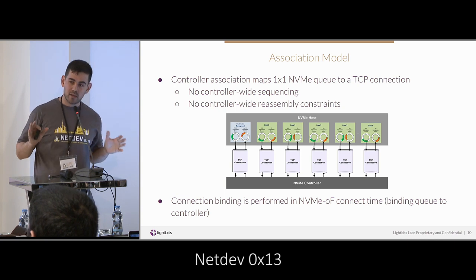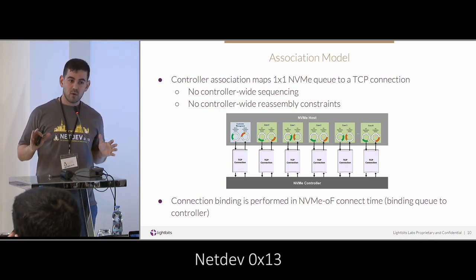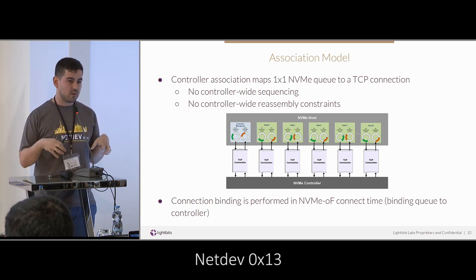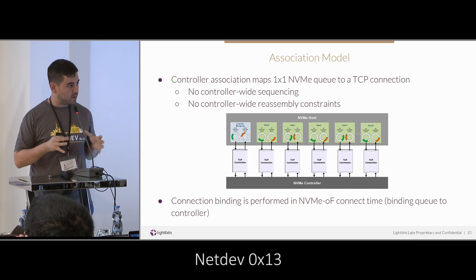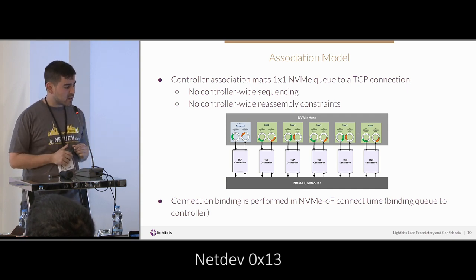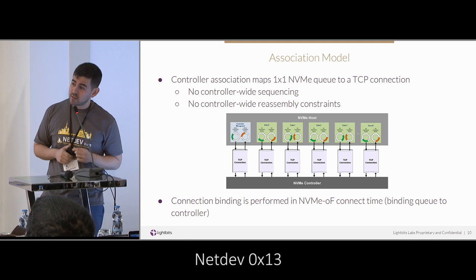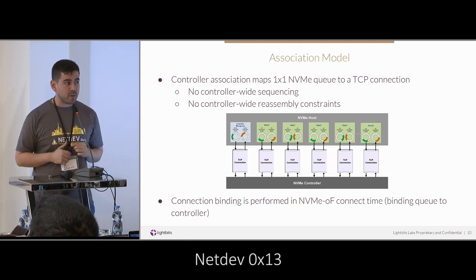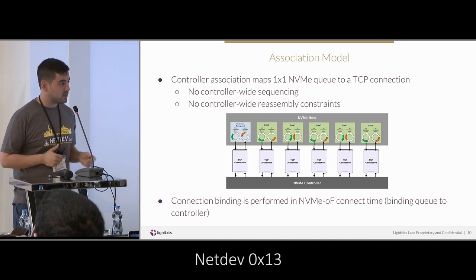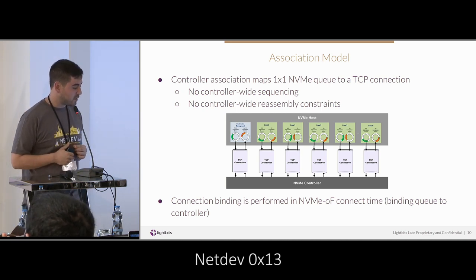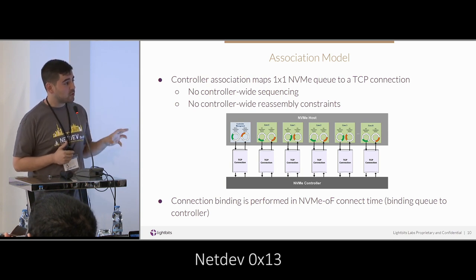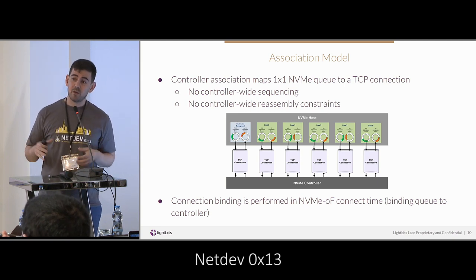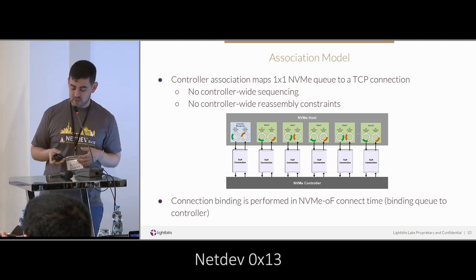There is no controller-wide sequencing. You don't need to wait for packets to arrive to a different queue to send a message on this queue. They're working in true parallelism. There are also no controller-wide reassembly constraints, if you're familiar with other storage protocols, which basically gives the high performance that we will see in a few slides with NVMe over TCP. By the way, the connection binding is performed during the connect phase of NVMe over Fabrics in general, nothing special for TCP here.